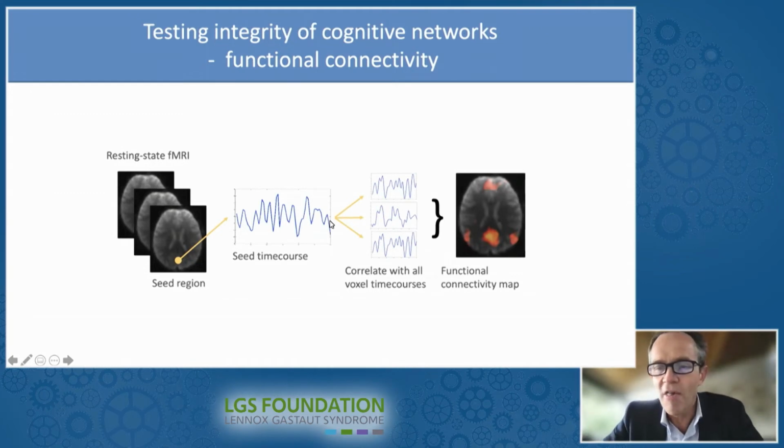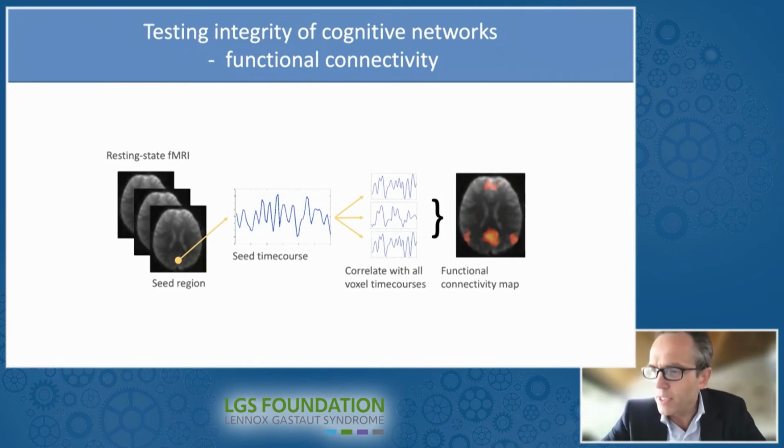And we then compare that voxel or that region with every other region in the brain to see which brain regions are following the same time course. And those that do are shown in orange-red, meaning that there is a statistically significant correlation in the time course between that region and the seed region. In other words, the regions are functionally connected.